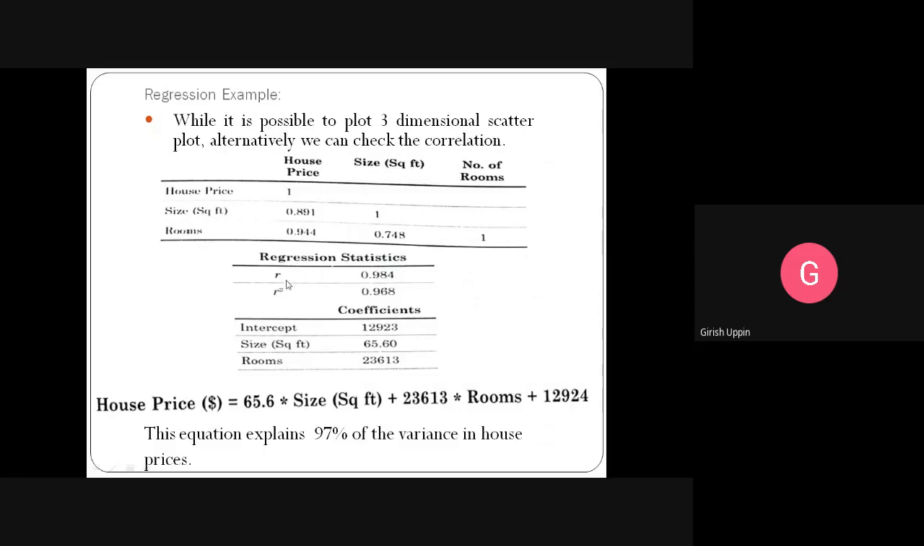Now, the value of R we get as 0.984, and R square 0.968. So almost 97% of the data points are explained using these two variables. And if we see the coefficients, the intercept beta naught is 12,923, and for size in square feet, that coefficient beta 1 is 65.6, and beta 2 is 23,613.